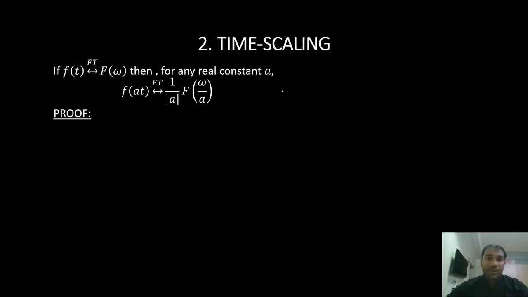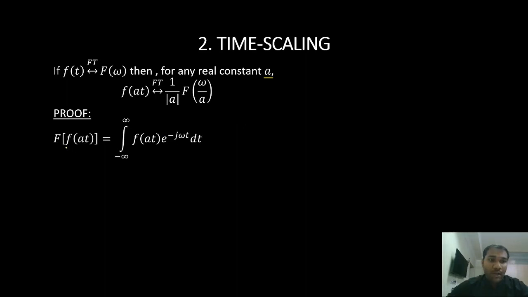The next property is time scaling property. Right? If f of t has a Fourier transform F of omega, then for any real constant a, f of at will have a Fourier transform 1 by mod a F of omega by a. So let us look at the proof for this.